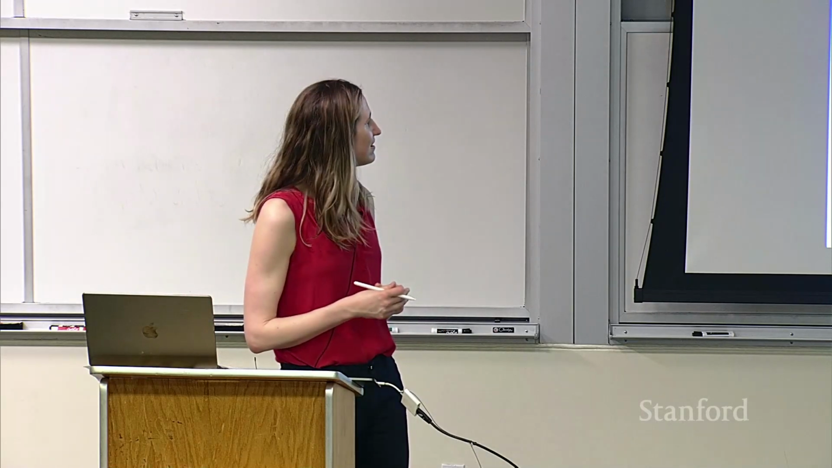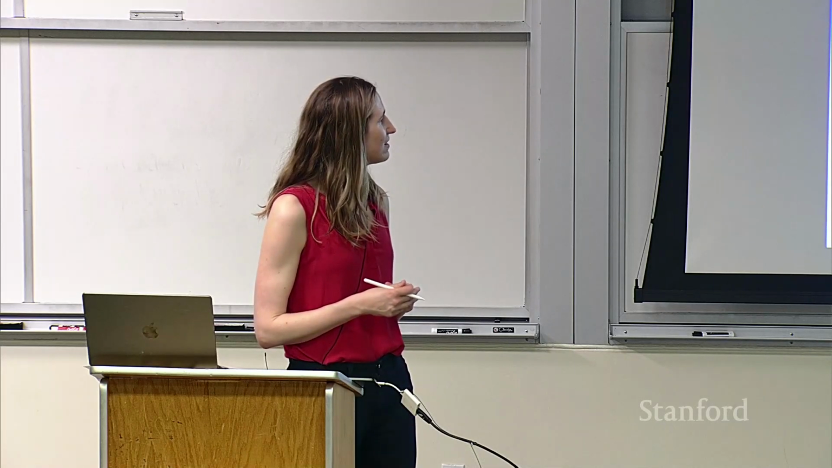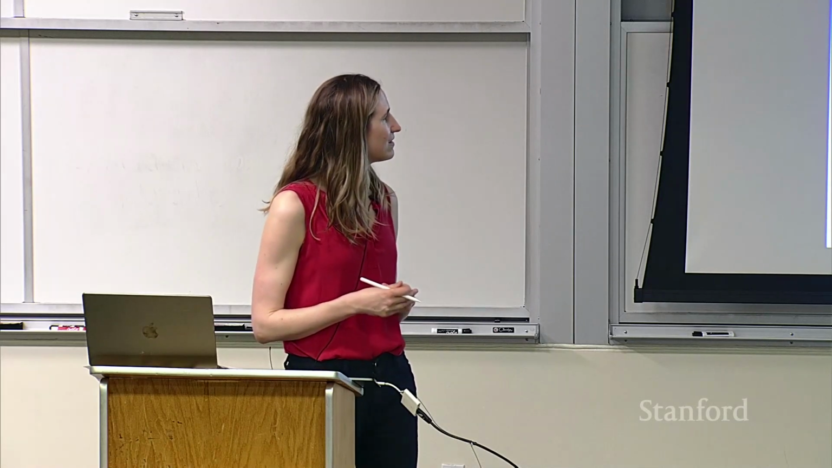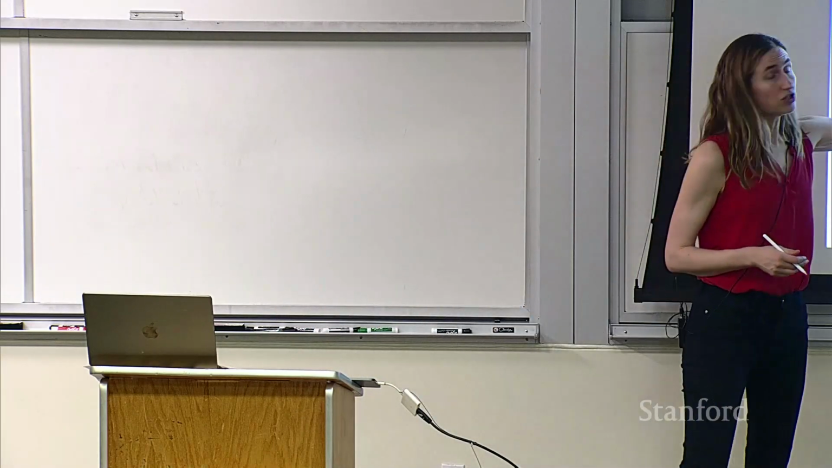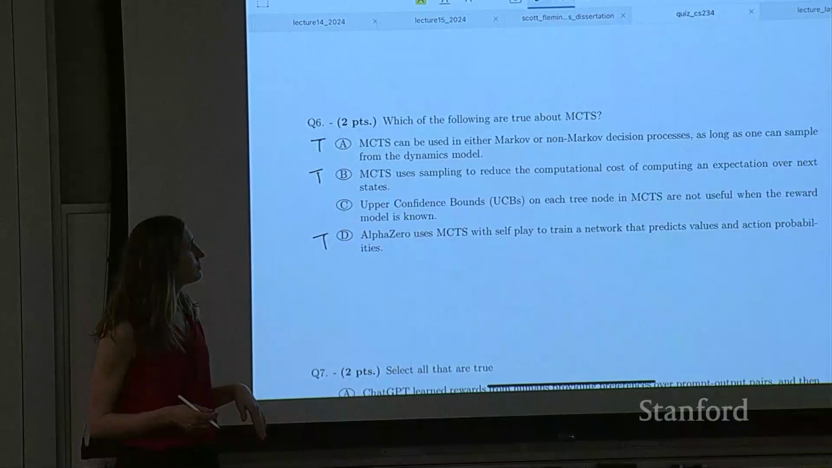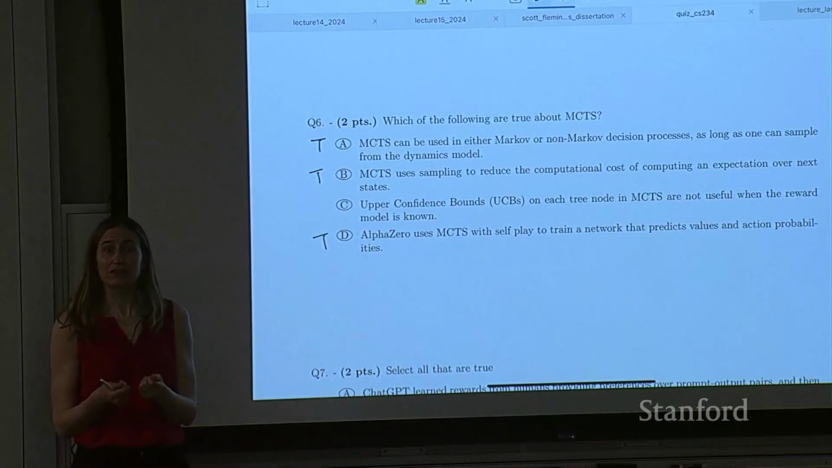Yeah. I'm a bit confused about the fourth wording. It says Monte Carlo tree search is used in AlphaZero, but doesn't AlphaZero use a different variant of a tree search that is not Monte Carlo? AlphaZero uses Monte Carlo tree search. It uses Monte Carlo tree search with self-play to train a network that predicts values and action probabilities. That's part of what it does.